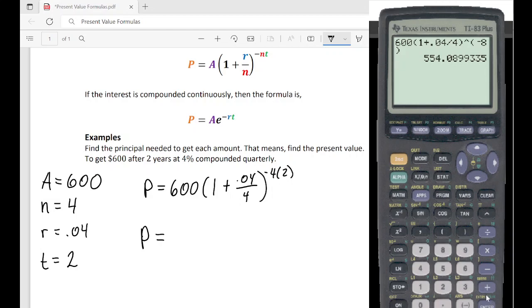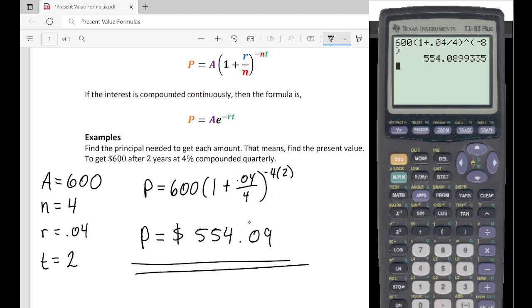And I'm going to end up with $554.09. So our initial amount is $554.09. So if we invest this initially at 4% compounded quarterly for 2 years, we would get $600.